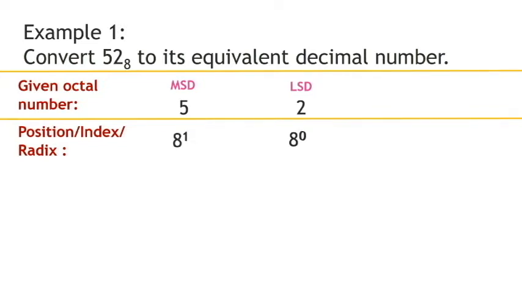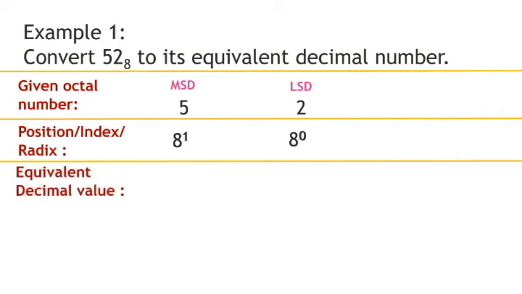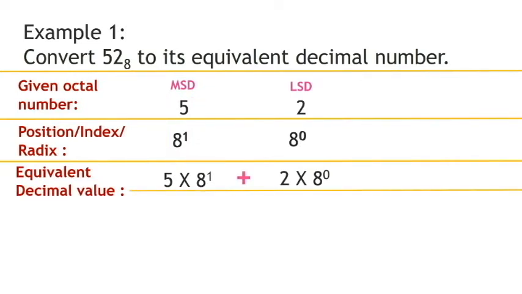The next step is to multiply the digits with their positional weightings. So here 2 into 8 raised to 0, 5 into 8 raised to 1, and whatever the result of this multiplication, we have to add those results. So let's go ahead with the calculation. Anything raised to 0 is 1, so 2 into 1. 8 raised to 1 is 8, so 5 into 8.